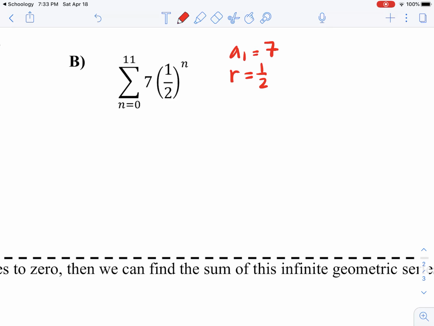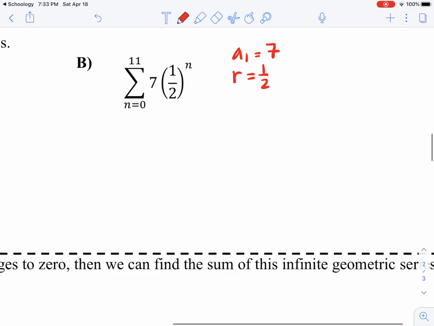Now using your formula, go ahead and pause the video and try it yourself and see if you can get the same answer as me. Sum of the first, this might be something you messed up. If this was 1 through 11, it'd be the sum of the first 11 terms. But it's 0 through 11. If you count how many numbers there are from 0 to 11, 0, 1, 2, 3, 4, 5, 6, 7, 8, 9, 10, 11, that is 12 terms.